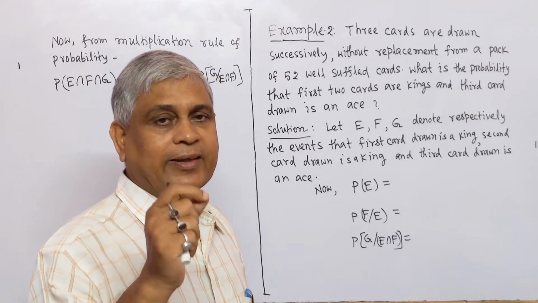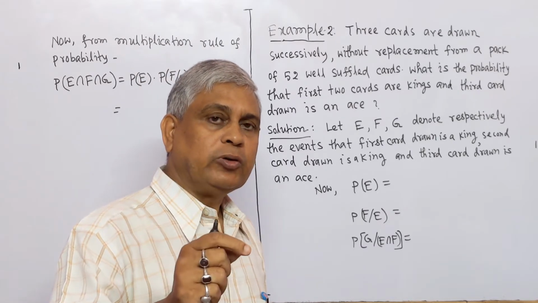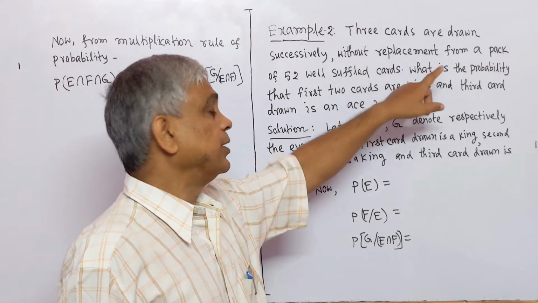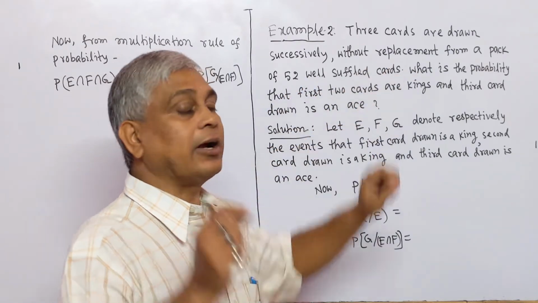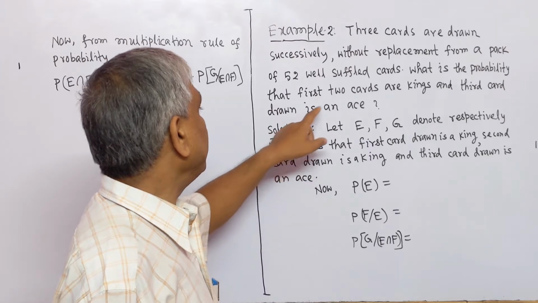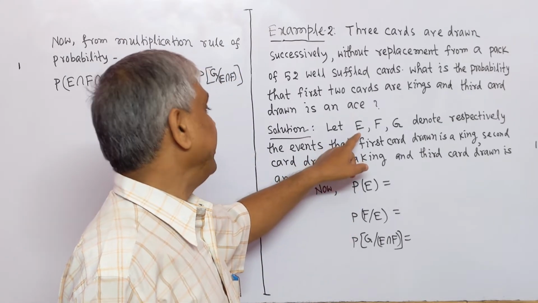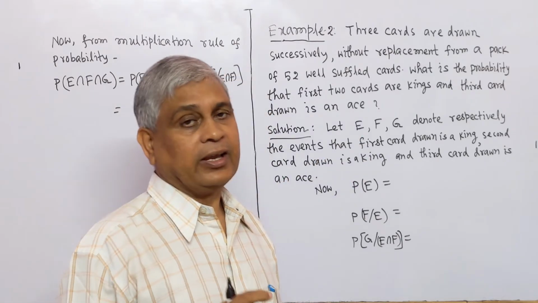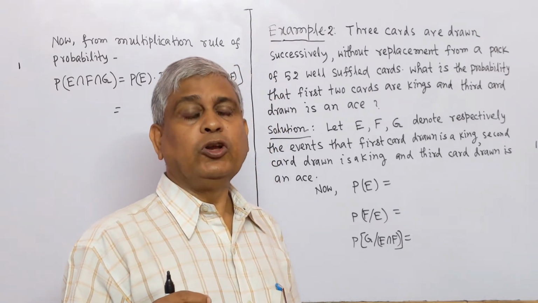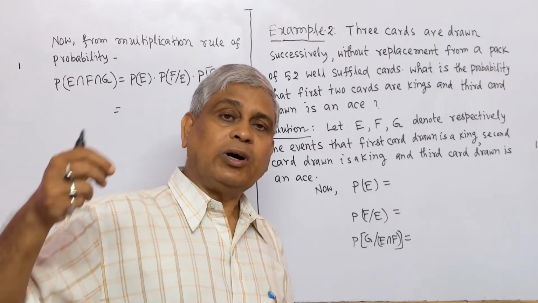Now we shall give another example for the multiplication rule of probability in which we will use more than two events. Example: 3 cards are drawn successively without replacement from a pack of 52 well shuffled cards. What is the probability that the first 2 cards are kings and the third card drawn is an ace? Now we solve this. Let E be an event such that the first drawn card is a king. F be another event such that this card will be a king, but the condition is that the first drawn card, which was a king, was not returned back to the pack.